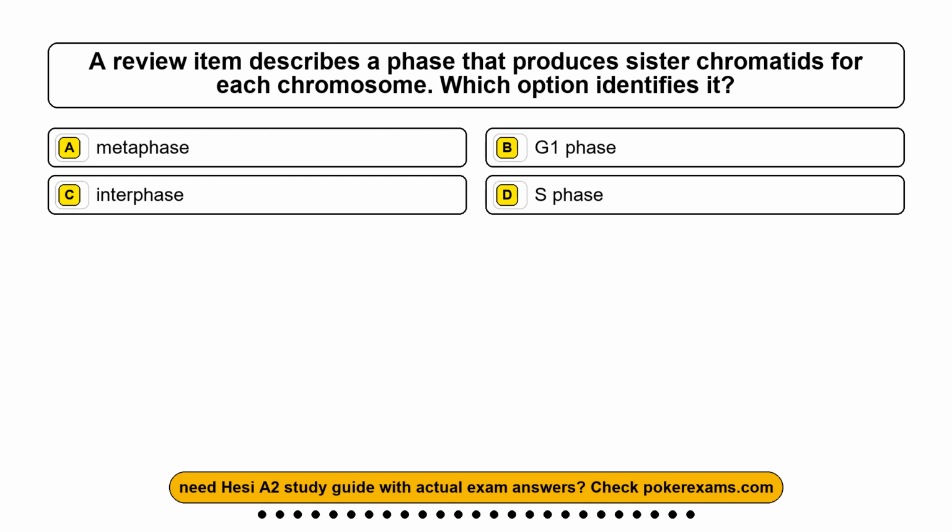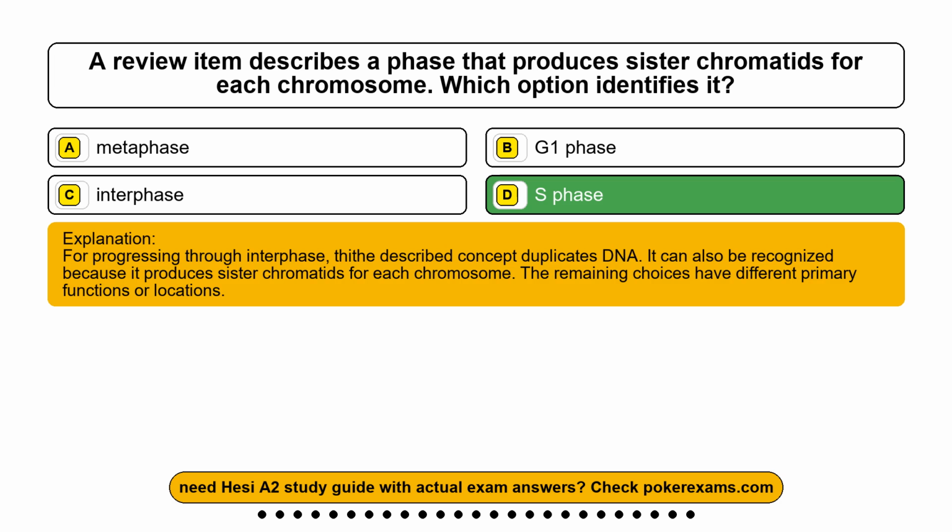Question 8. A review item describes a phase that produces sister chromatids for each chromosome. Which option identifies it? Option A, metaphase. Option B, G1 phase. Option C, interphase. Option D, S phase.